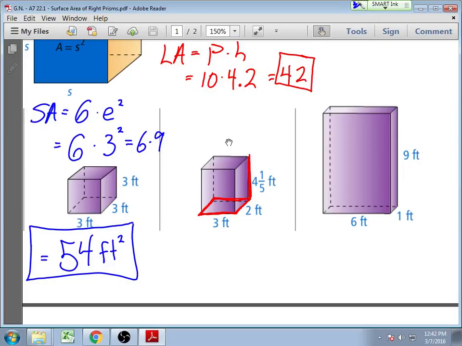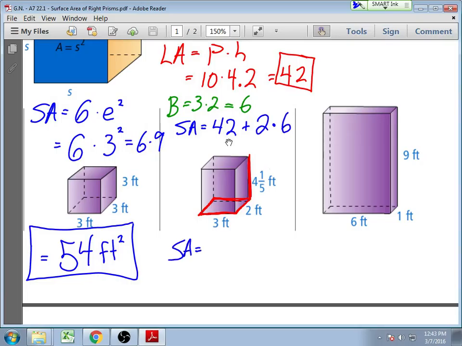My big B, my base area, is going to be that 3 times 2, which gives me 6. I can then plug it all into my surface area formula and say it's going to be my lateral area plus 2 times my big B. Do not forget that 2 times. That's where a lot of people make their mistake. They just forget to double that. 2 times 6 becomes 12. 12 plus 42 becomes 54 feet squared.